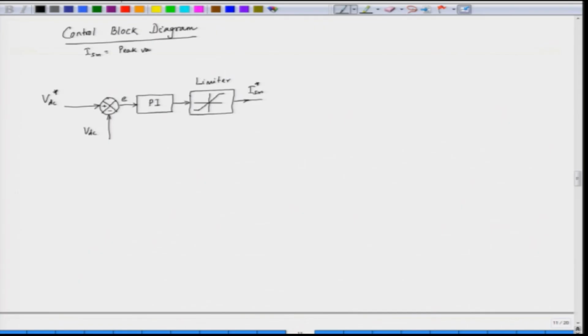ISM is the peak value of the input AC current. So, if the error is more, the current is more; if the error is less, the current is also less. The error is a measure of the current. So, depending on the error, the current is given out by the PI controller.